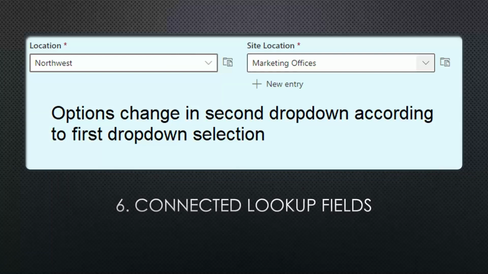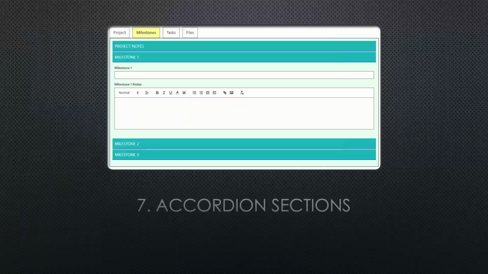Another one is connected lookups, or you could also call this cascading drop-down fields. The concept here is that when you pick from one drop-down, that will allow a second drop-down to change its options dynamically. So this way you can basically incrementally filter down to the selection you want. So we'll show that concept as well.